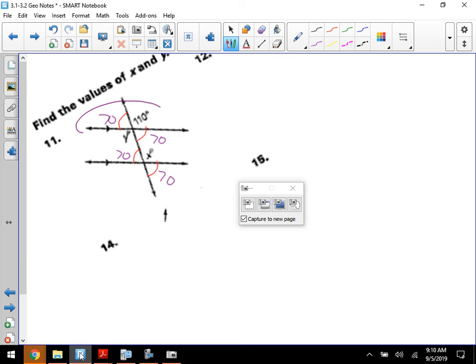Two angles that are next to each other that create a line are always supplementary. Supplementary angles have to equal 180. Okay? And that's where we're going. It'll take a minute or two, you'll be alright. So that gets you your 110 everywhere else.